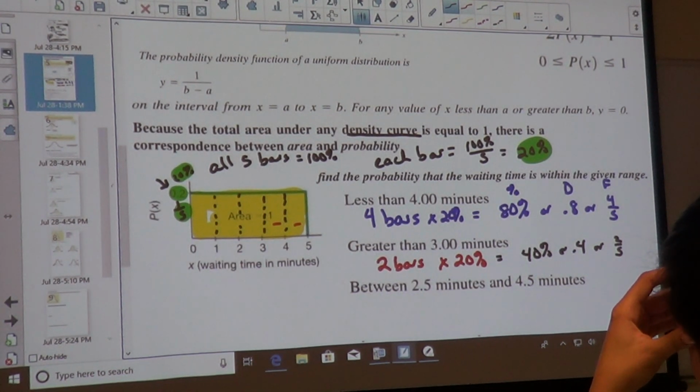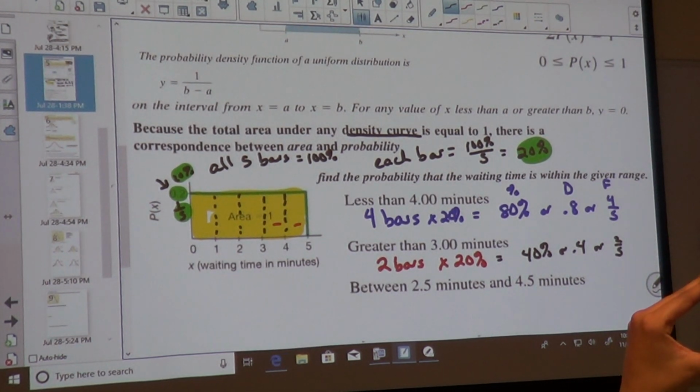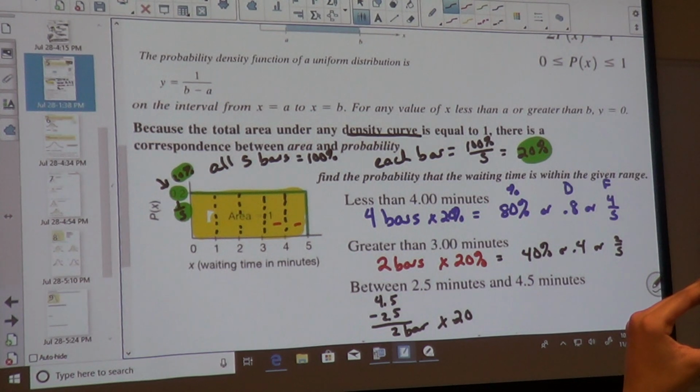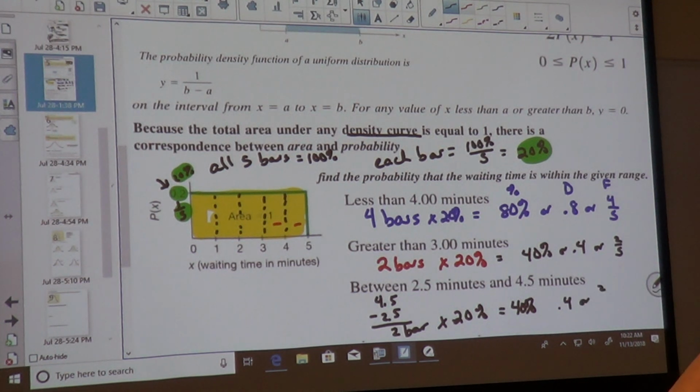So from 2.5 to 4.5. This is not a pretty thing. So what you can do is say 4.5 minus 2.5. That's 2 bars times 20%. That one's going to be 40%, or 0.4, or 2/5. Now, let me give you another example.